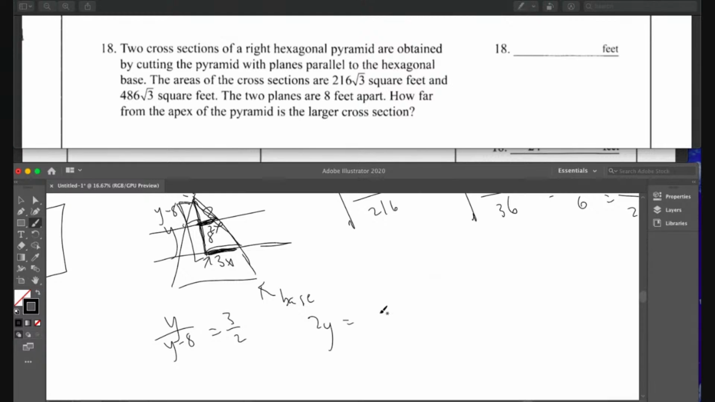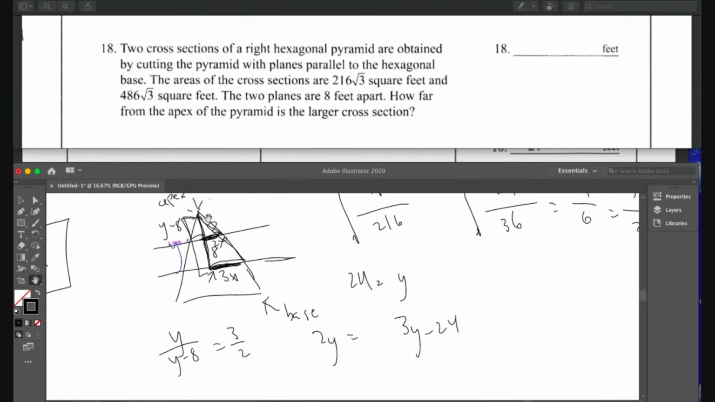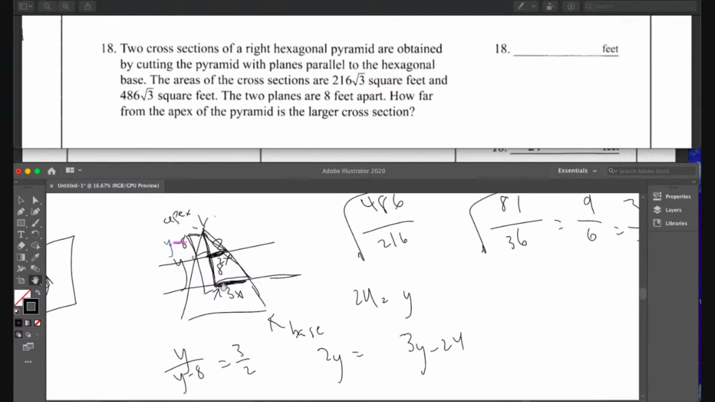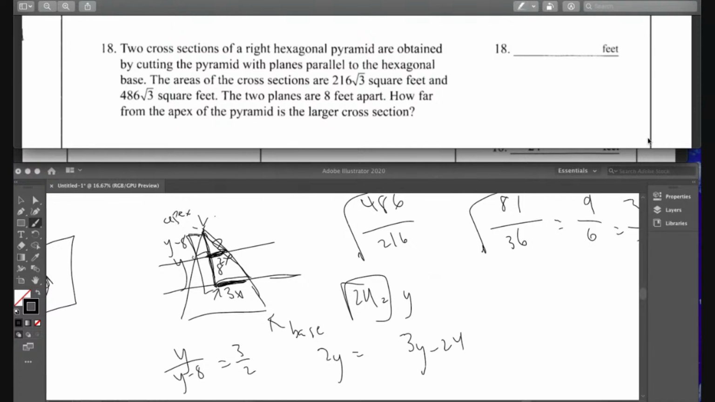So cross multiply, we're going to have 2y equals 3y minus 24. And then we can bring y over here, and then we can bring 24 over here. So then we can see that y is going to equal 24. And you can see that y is just what we wanted to solve for, right? It was the distance from the apex to the bottom hexagonal plane. And so yeah, this is just going to be your answer, 24. And that is the correct answer.